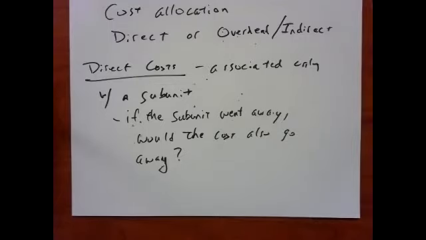So space is often an example. Space is pretty much always an overhead cost, because if you take away the operation that's operating in it, the space cost is still there, and it just has to be redistributed, right? If you don't do anything in that space, if it just sits there empty, you're not utilizing space that you're paying for.